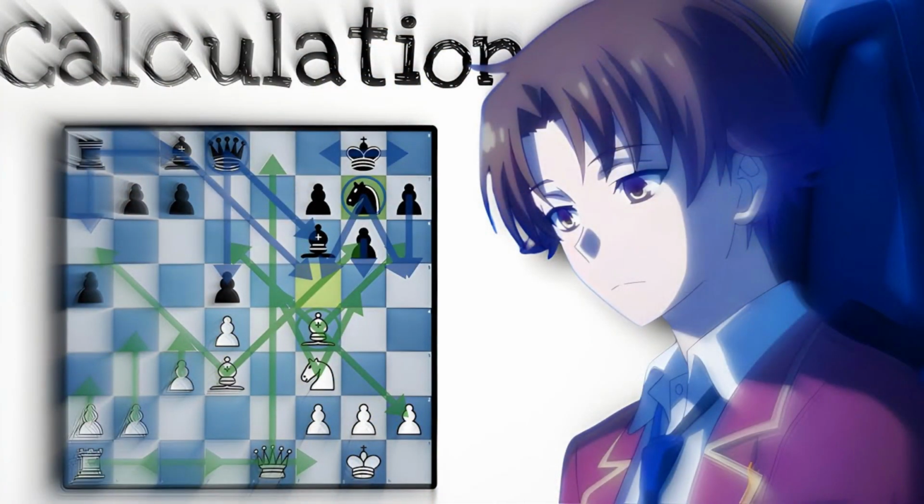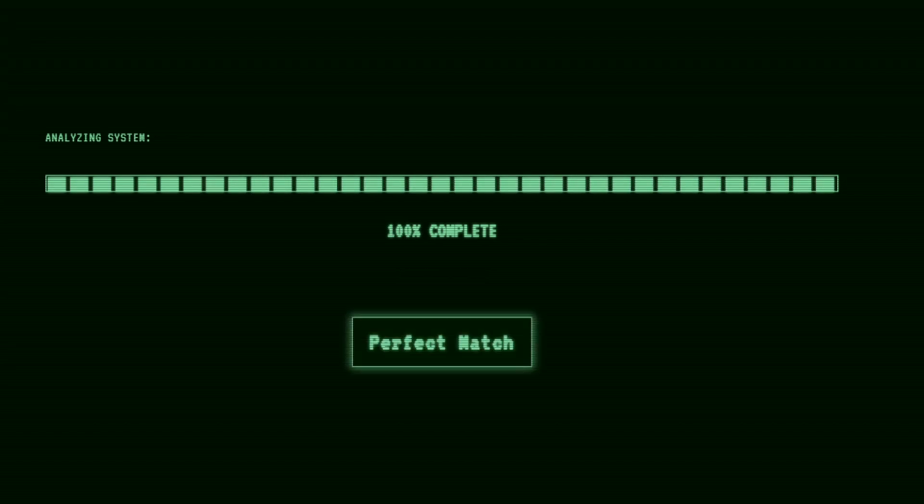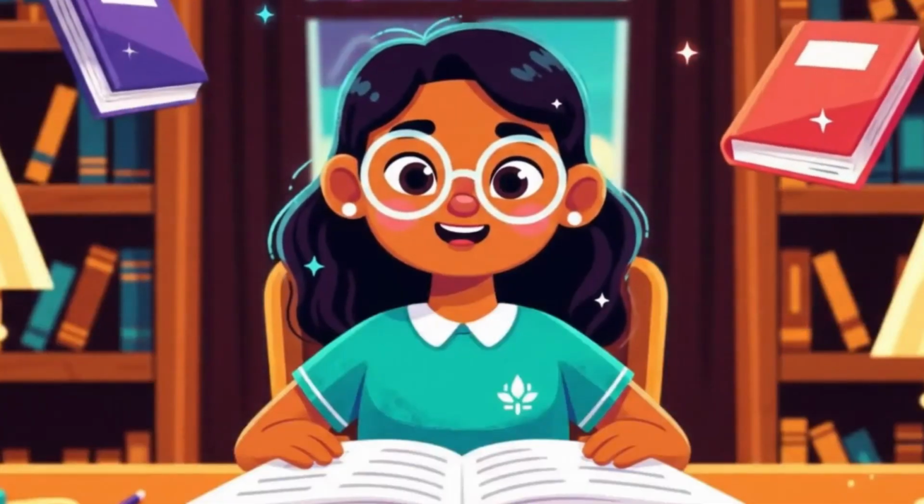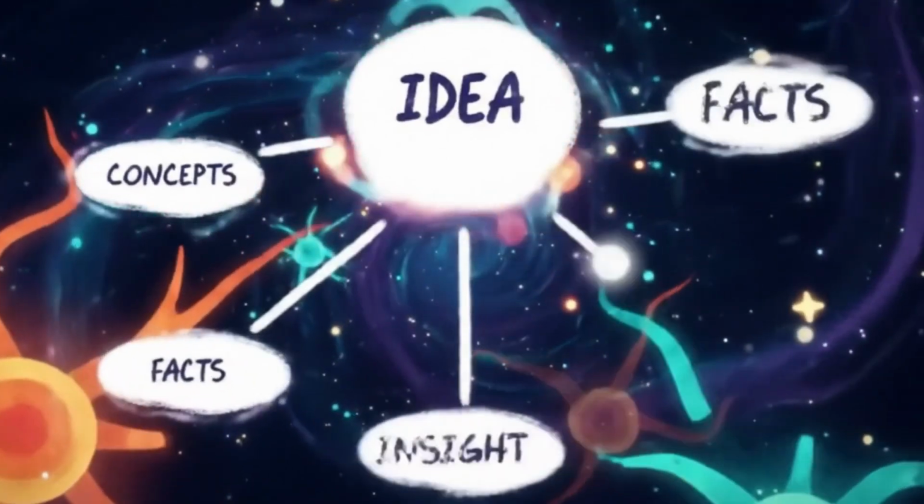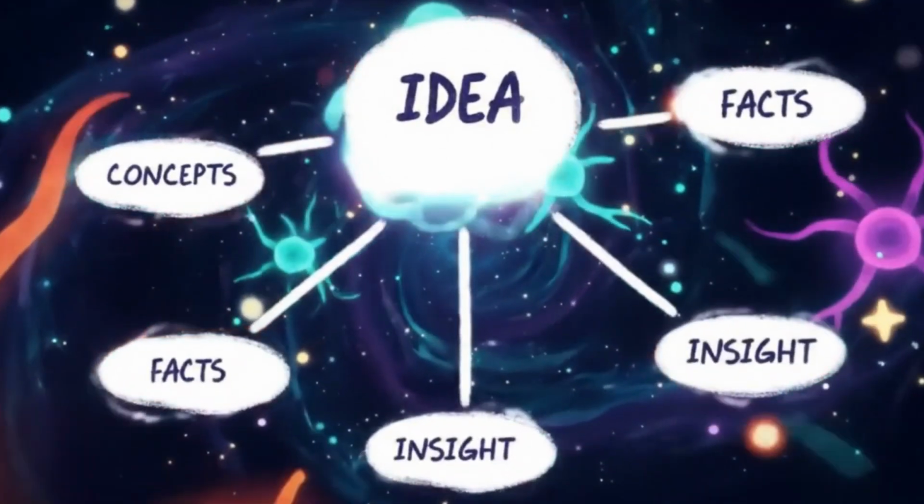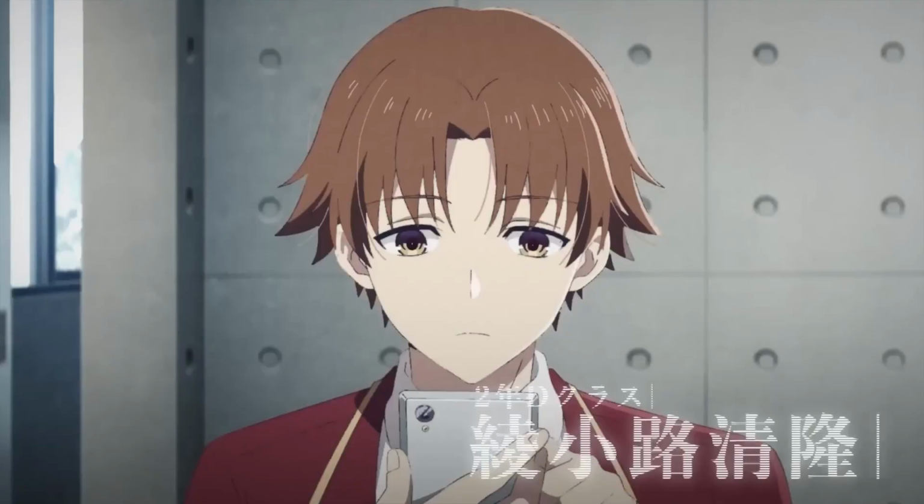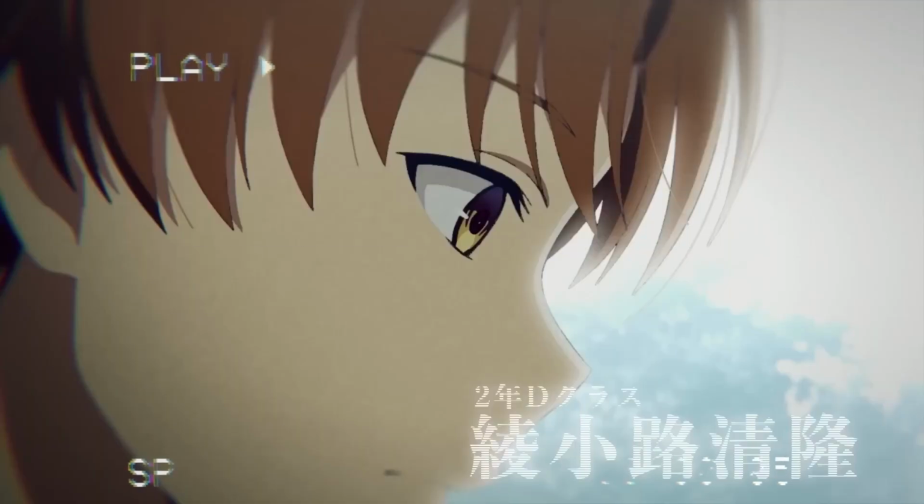2. The chess master technique. Remember how Ayanokoji calculates chess moves? He doesn't rely on reference materials, he visualizes the entire board in his mind. During recall, create mental images. Picture the page layout where the information was located and diagrams or charts. Ayanokoji's perfect memory wasn't just talent, it was systematic training.